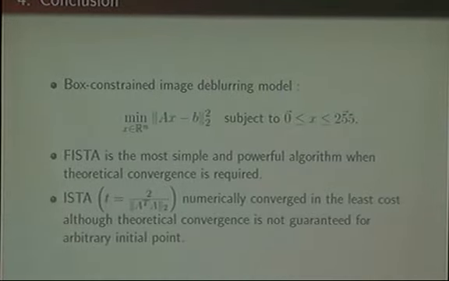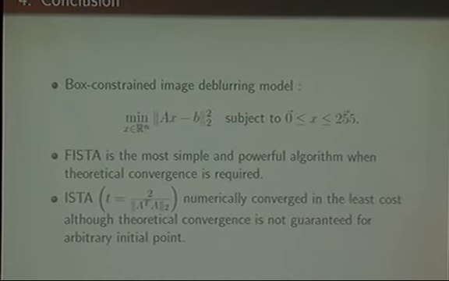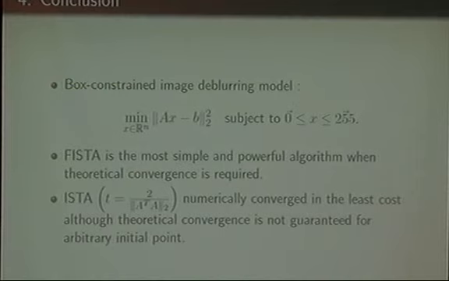So the conclusion is we have the box-constrained image deblurring problem. These are the most simple popular algorithms, and ISTA numerically converges and gives results. But next, we have to try L1 instead of L2. That is more complicated, actually a harder problem, but then it shows clearer images.